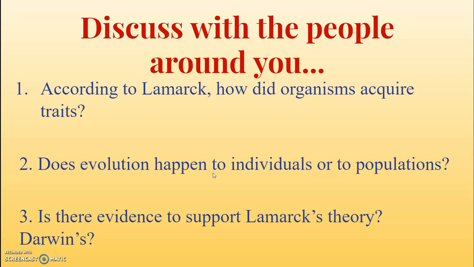So I want you to think about these questions before we move on to our tasks tomorrow. So first, according to Lamarck, how do organisms acquire their traits? So specifically Lamarck, I'm not talking about Darwin, looking at Lamarck's theory and what he believes. How do organisms acquire their traits? Does evolution happen to individuals or populations? So it just happens to one, or does it happen to the whole population? And then is there evidence to support Lamarck's theory, and is there evidence to support Darwin's theory? Those are the questions I want you to think about from today's lecture.